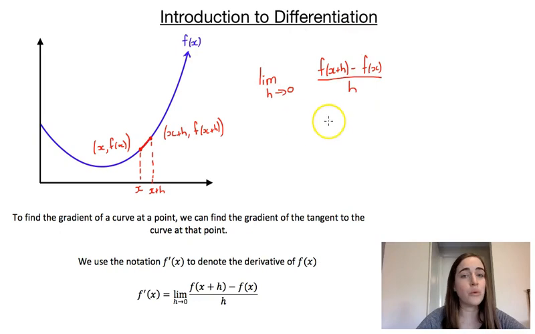So this is what we call the first derivative. We use the notation f dash x or f prime x to denote the derivative of a function f of x. So we'll write it like this, and this is actually on your formula sheet. So in the next video, we'll have a look at some examples of how you actually use that to find the gradient, but that's an introduction to differentiation.